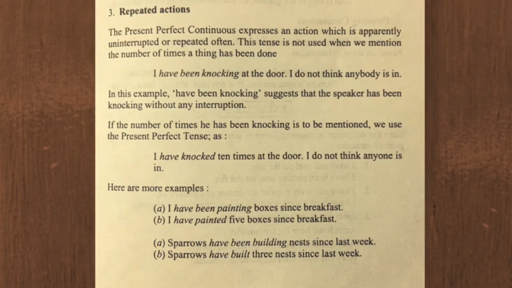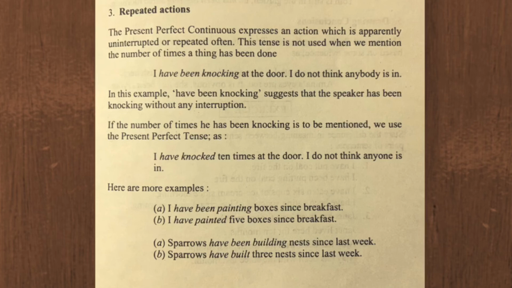Point 3. Repeated actions. The present perfect continuous tense expresses an action which is apparently uninterrupted or repeated often. This tense is not used when we mention the number of times a thing has been done. For example, I have been knocking at the door. I don't think anybody is in. In this example, have been knocking suggests that the speaker has been knocking without any interruption. If the number of times he has been knocking is mentioned, we use present perfect tense.